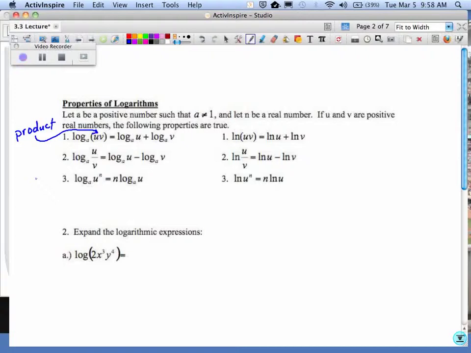And then step 3, it's kind of a nice little feature. What happened to the exponent? The n. Front. It went out front, right? So if you're applying a logarithm of an exponential function, you can bring the exponent down in front as multiplication.